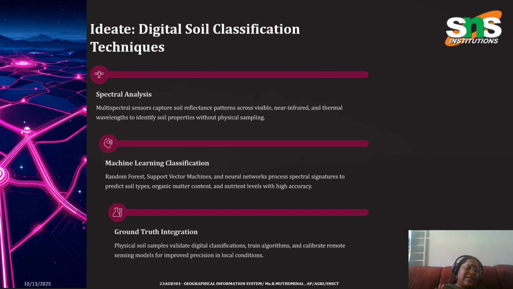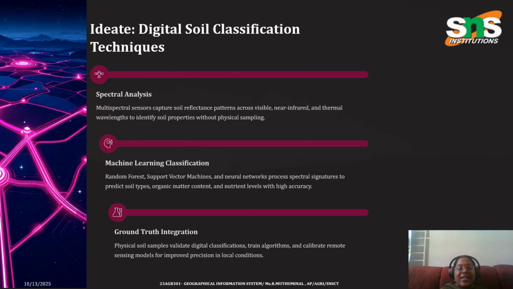Under machine learning classification, we can use random forest, support vector machines and neural networks to process spectral signatures to predict the soil types, organic matter content and nutrient levels with high accuracy, with which we can identify the data and group them.